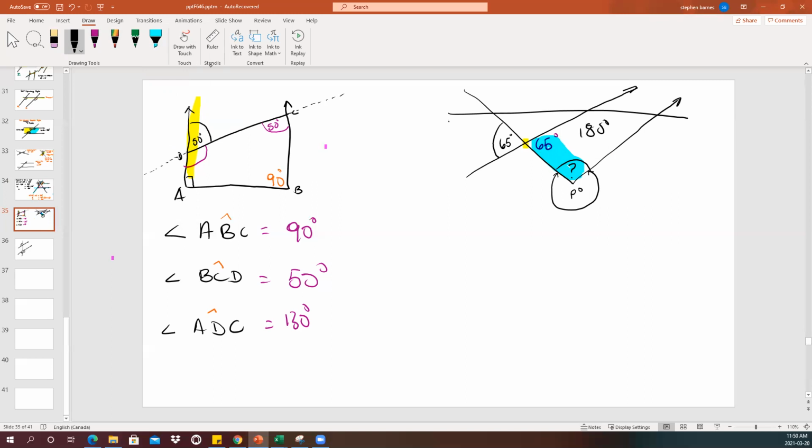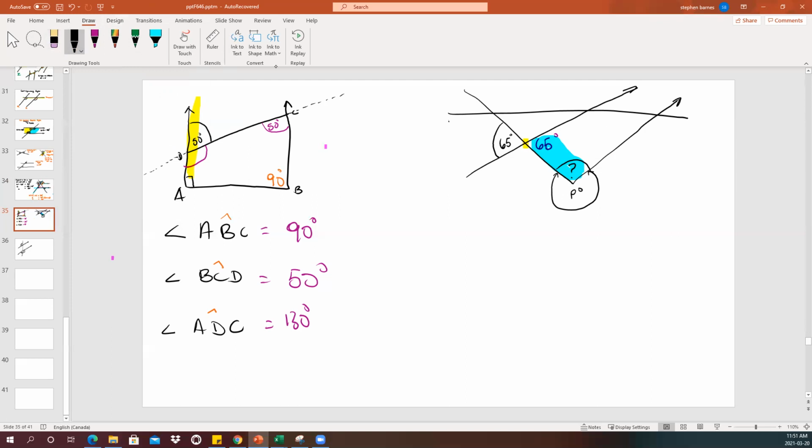Can you repeat what you just said? I didn't hear you. Sorry about that, Shauna. Yeah, I was just saying that because this is an interior angle, they're going to equal 180 degrees.